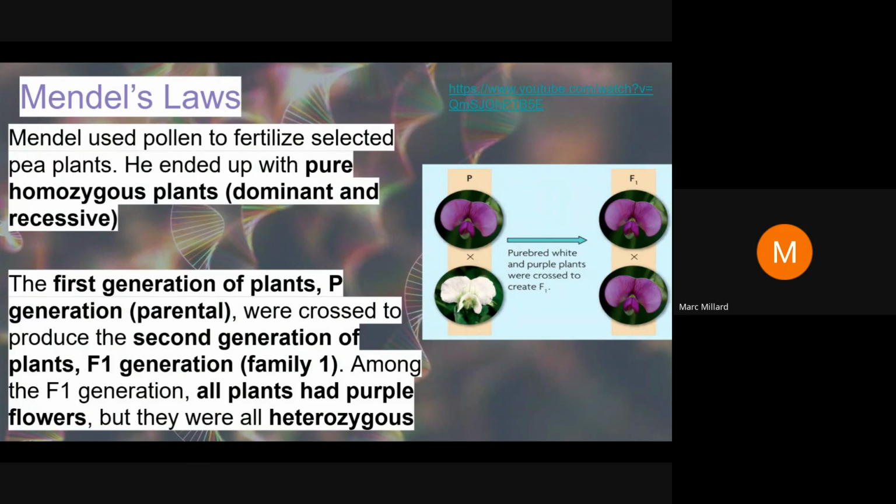He ended up with pure homozygous plants that were dominant and recessive, so ones that were purple or white. The first generation of plants that he used in an experiment would be called the P generation, which means parental. And then they would be crossed together to create the second generation of plants, the F1 generation, which means family one. And when he did that, among the F1 generation, all plants had purple flowers. So when he took dominant purple plants and recessive white plants, he only got purple plants.